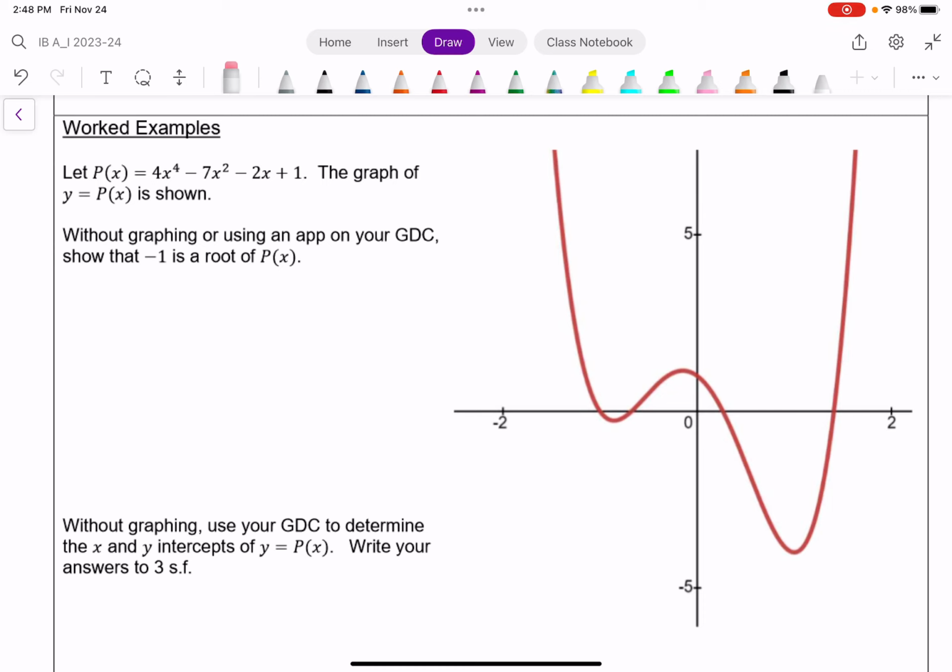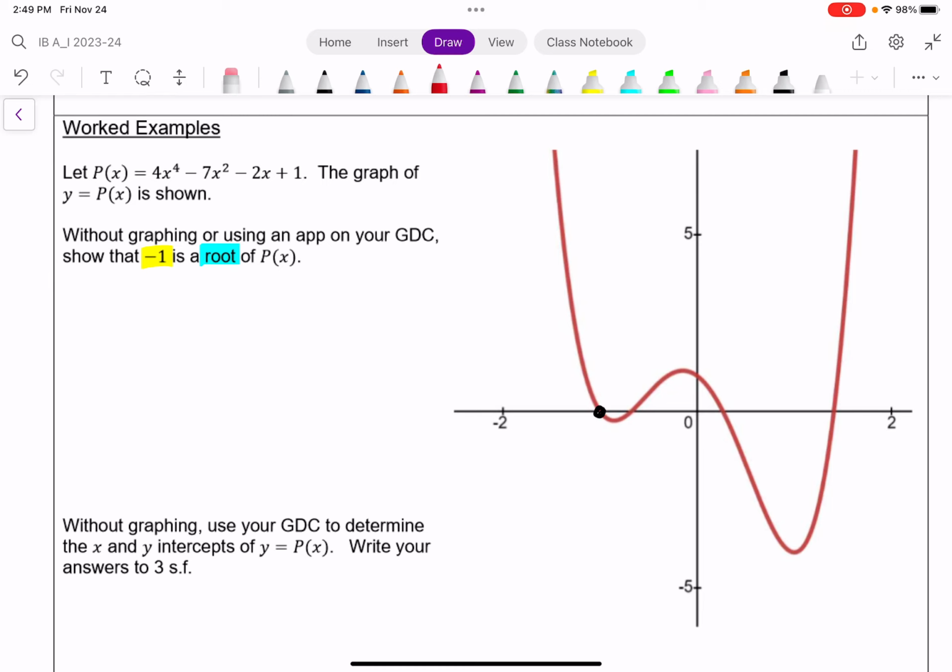So first, without graphing or even using some sort of app on our GDC, how can we show that -1 is one of the roots? And remember, a root, same as a 0, as an x-intercept, are different ways of calling the same thing. And so that -1, it sure looks like it's right here, because that looks like it's halfway just by eyeballing it from 0 to -2. But how do I know that's -1 without using some feature on my calculator?